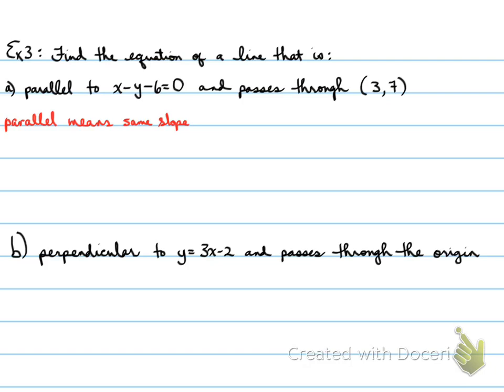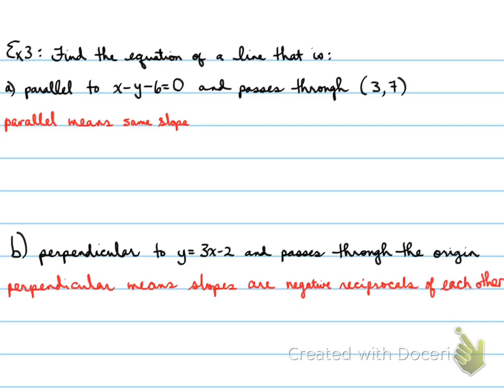What does that mean? Well, let's look at that other one. Perpendicular means that the slopes are negative reciprocals of each other. So this is what you have to remember. One more time, parallel means that the slopes are the same, and perpendicular means the slopes are negative reciprocals. This is what we have to remember in order to get the answer that we're looking for. So this isn't the math, this is what we're remembering.